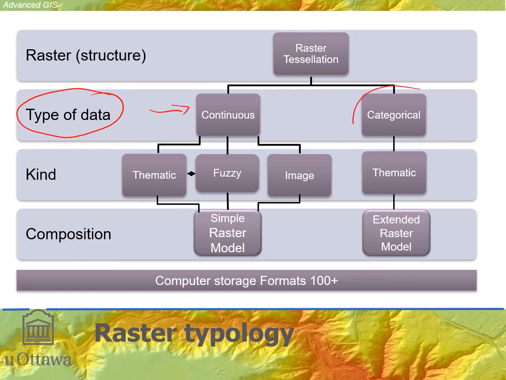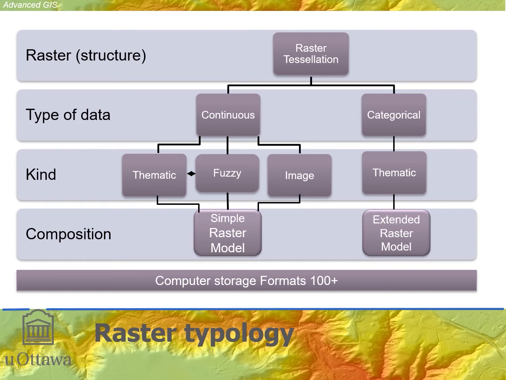We also have categorical types of rasters, where the cells record the presence or absence of some discrete entity within space. So a cell could record water, the presence of water, the presence of vegetation, the presence of a house, the presence of a street. So a raster, that simple data structure, which is a tessellation, can record either continuous or categorical information in each cell.